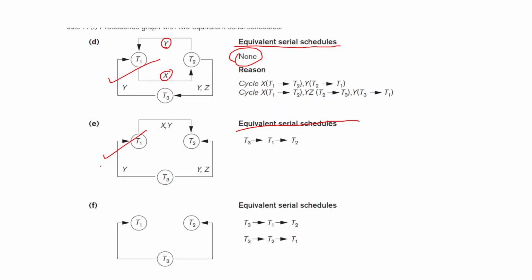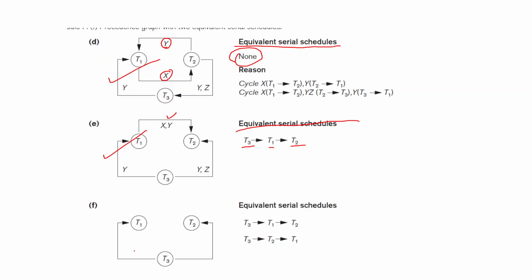Similarly, T3 has to come before T1. Okay, and T3 has to come before T2 also. So which means T3 has to come before T1 and T2. So here we are saying T3 is executed first, and we know T1 has to come before T2 according to this edge. So then comes T1 and T2. So this is how equivalent serial schedules are drawn.